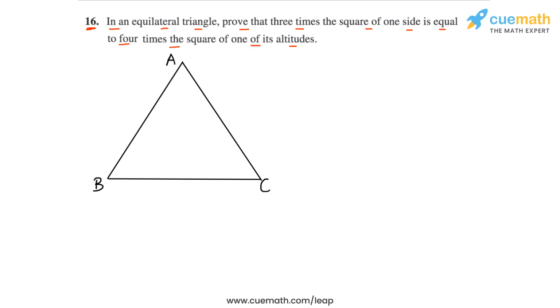And let's also draw one altitude of this equilateral triangle. So let's draw the altitude from A to BC, like this. Okay, so let's take the foot of the perpendicular as D. So AD is perpendicular to BC. So we have to show that 3 times the square of one side. So let's take that one side to be AB. We can take any of the 3 sides, but let's take it to be AB.